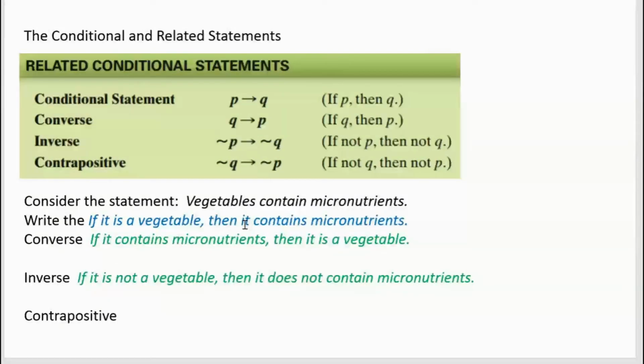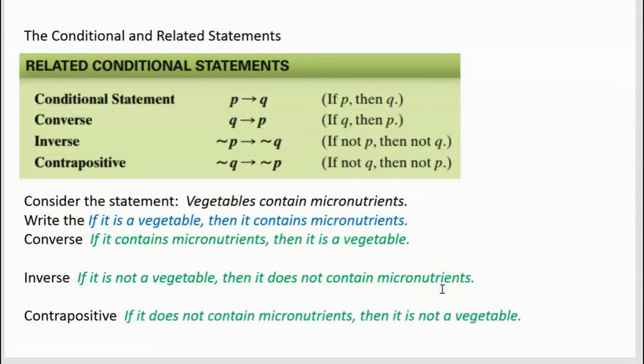Remember, that's flip it and reverse it. We'll put down our original conditional statement. We're going to flip it and reverse it. Okay, so if we flip it, we make them both negative, just like the inverse. If it is not a vegetable, then it does not contain micronutrients, but we also reverse it. All right, so if it does not contain micronutrients, then it is not a vegetable. Okay, if it does not contain micronutrients, then it's not a vegetable.